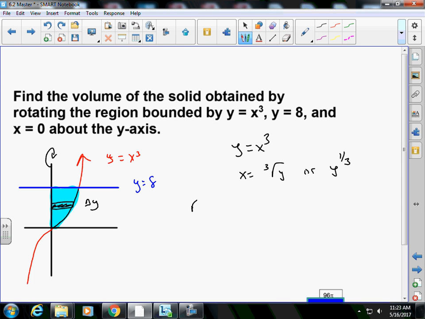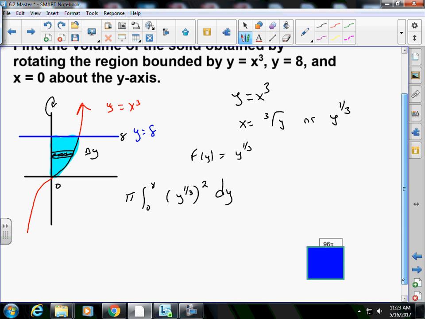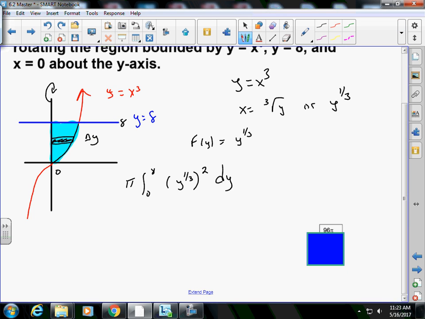My function, f of y, is equal to y to the 1/3. My y's go from 0 to 8, so I'm going to integrate from 0 to 8. I still need the pi on the outside. The function I'm evaluating is y to the 1/3. I need to square it, and I'm doing that with respect to y. Next, I'm going to square that: y to the 2/3 dy.